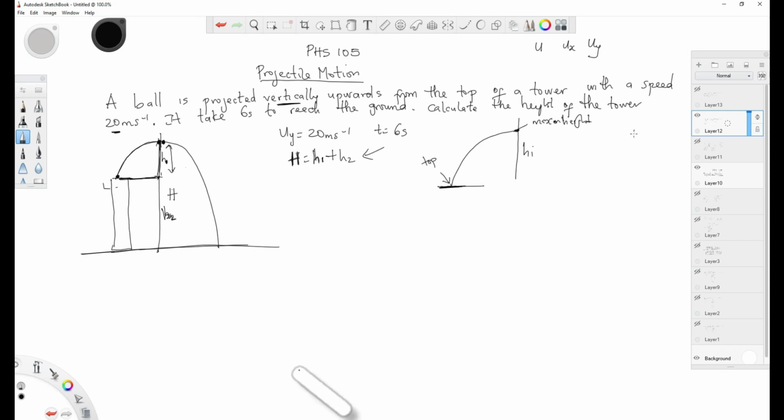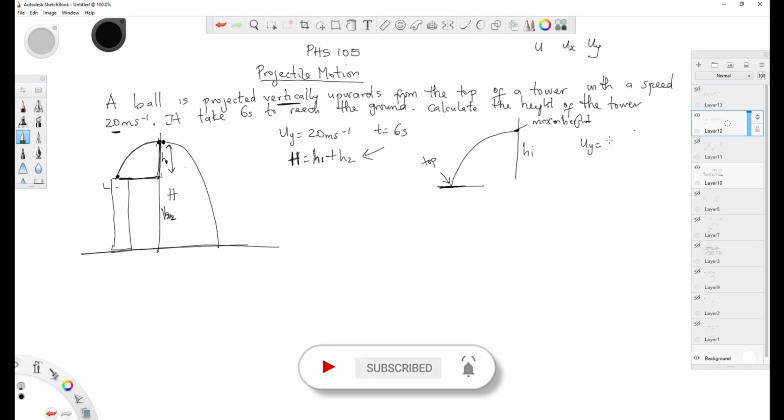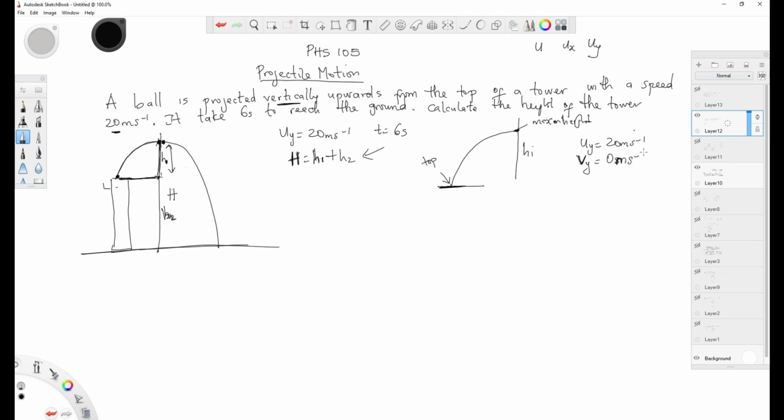The rest might not be so obvious, but then it takes a rest. So based on this, we can say the uy is 20 meters per second. The vy, which is the final velocity once it reaches this maximum height, we already know that it takes a rest. So we can then say v is 0 in this case.